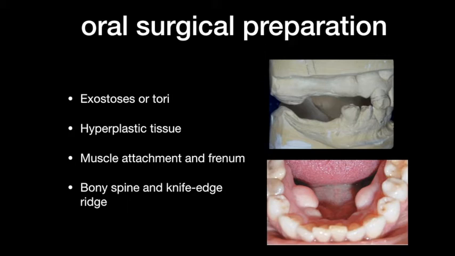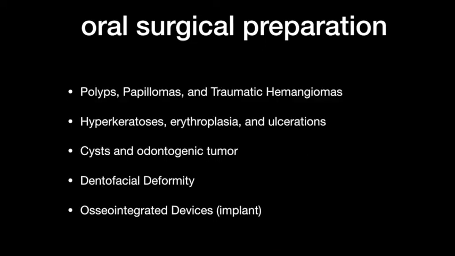Sometimes the tissue will overgrow, so if a patient has hyperplastic tissue, you also need to do a surgical procedure to change that. Some patients might have a high muscle or frenulum attachment that affects your border seal, then you also need to do surgical preparation. The last is some patients lost teeth for a long time, and the ridge has already resorbed into a knife edge, then you want to use a surgical procedure to broaden it. Some patients might also have some deformity or some cyst, even a tumor, then you also need to remove that before you proceed to the framework fabrication.